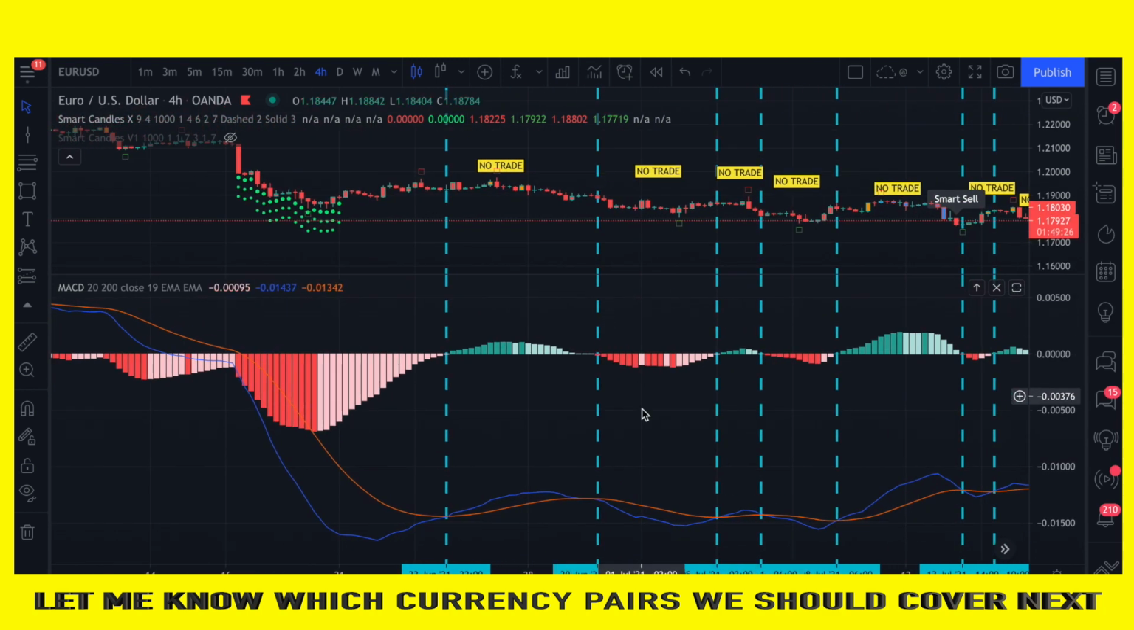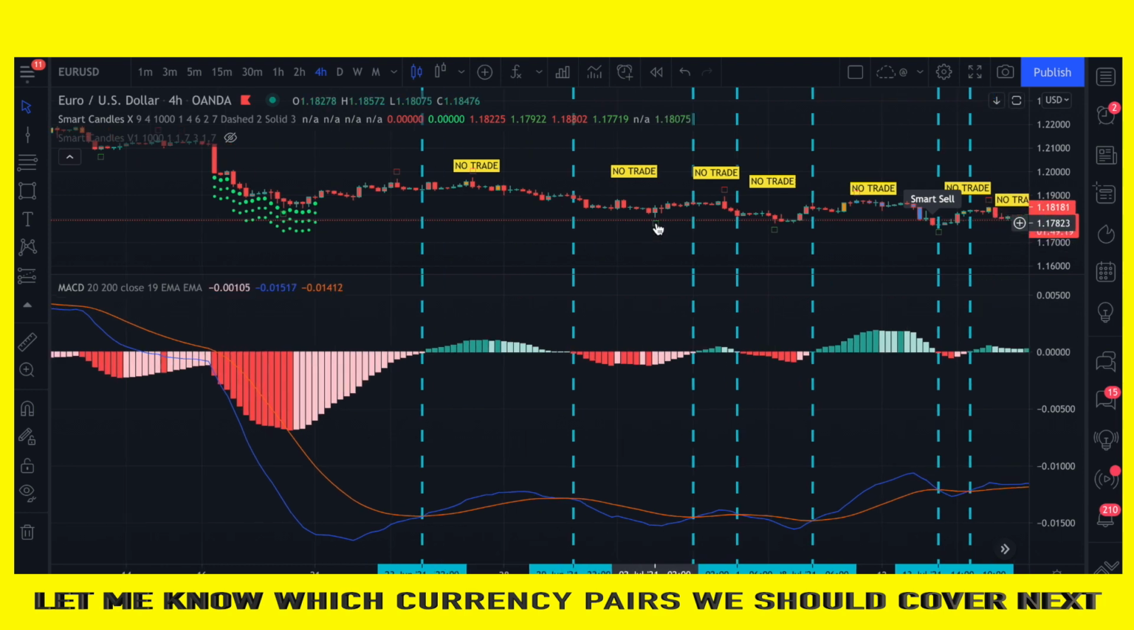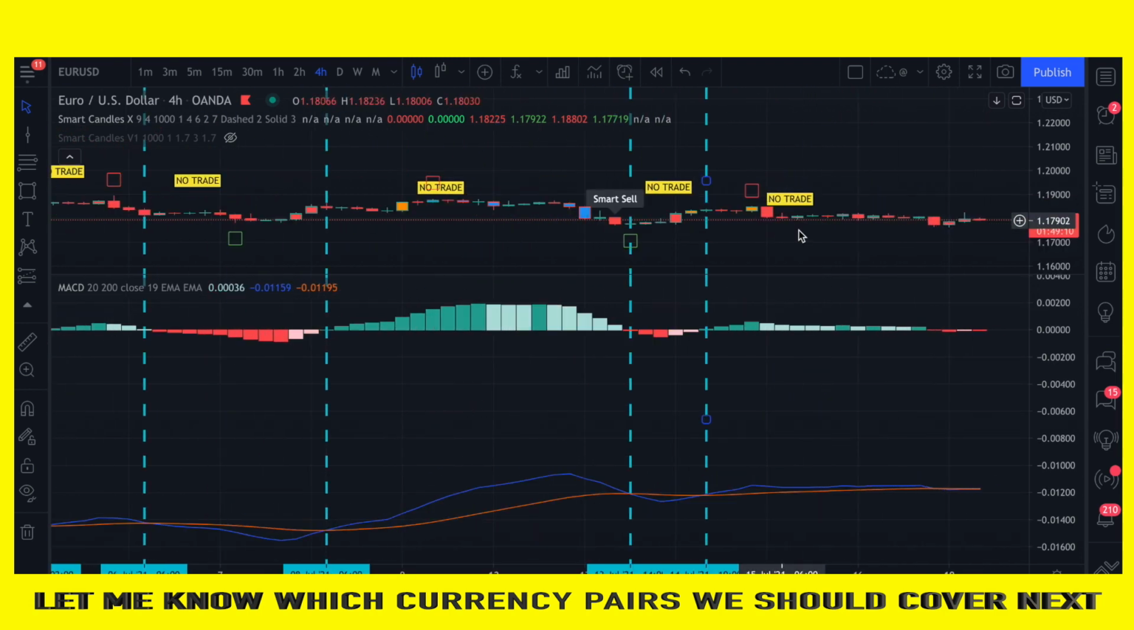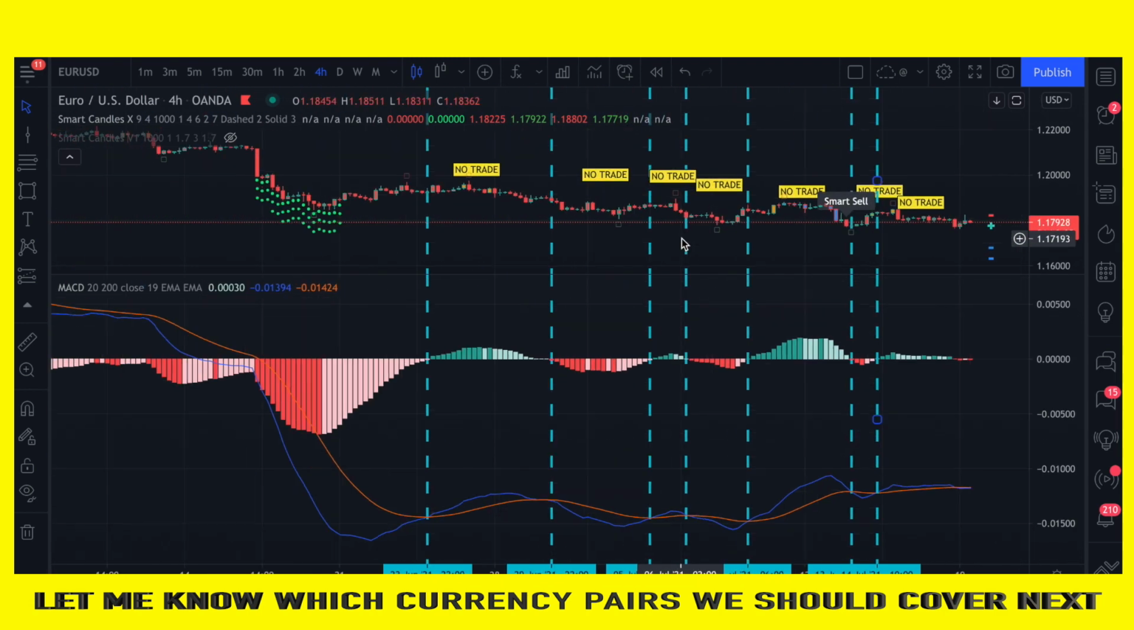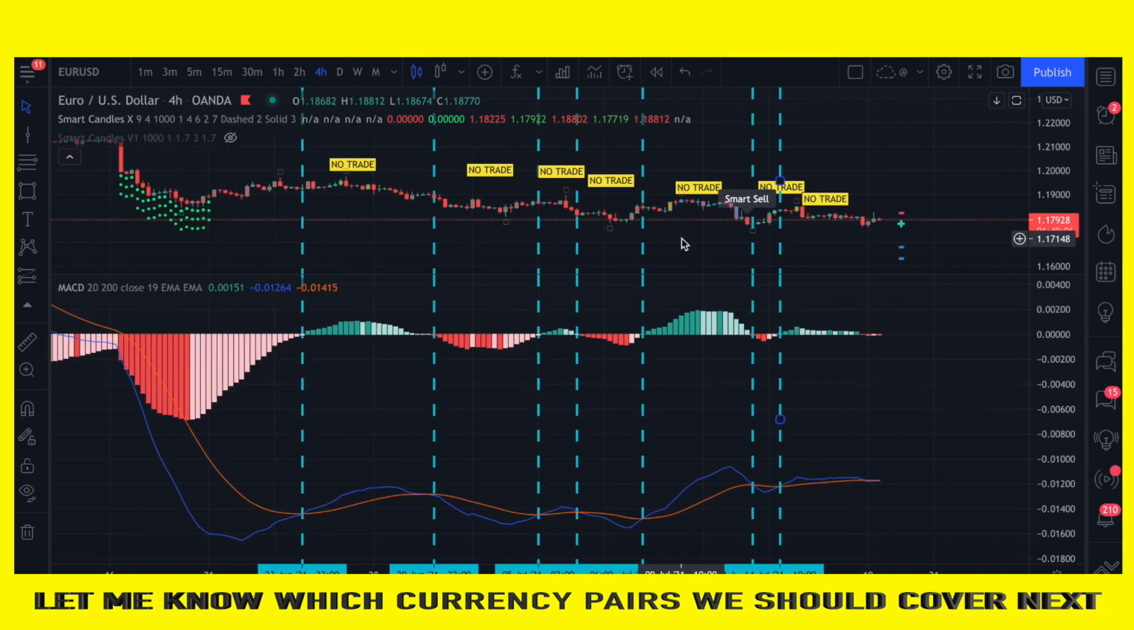Right here, we had a cross to the downside, and again, we do not have any new signals. This is still the same trade, okay? So there is no trade right here. So no trade, no trade, and again, no trade, because we still haven't gotten a change. We need a full candlestick to actually trigger a new sell or buy opportunity. So that's it, looking at those recent trades on TradingView.